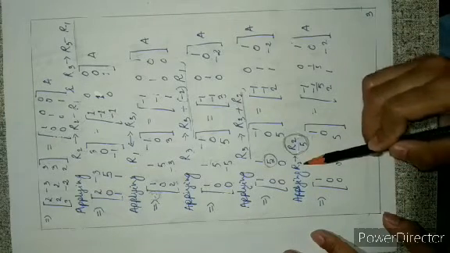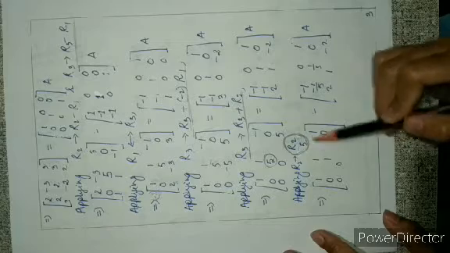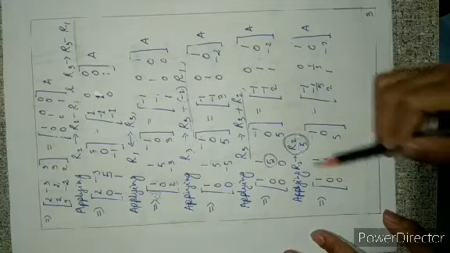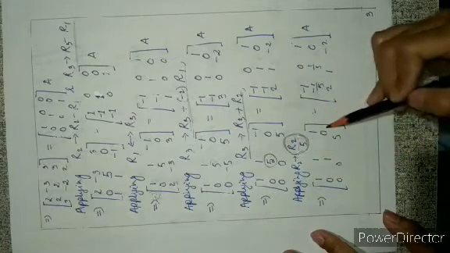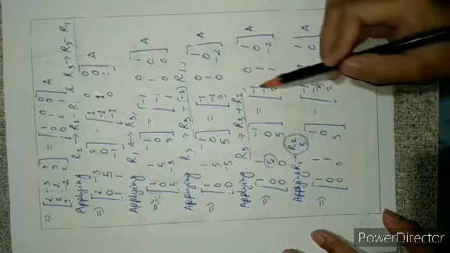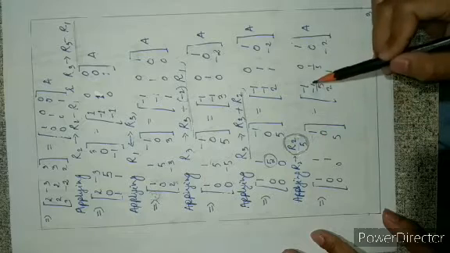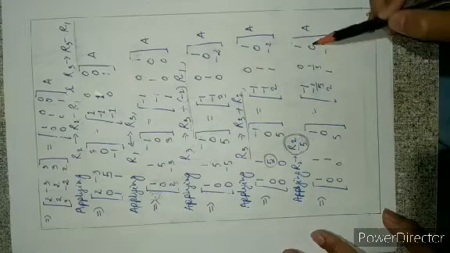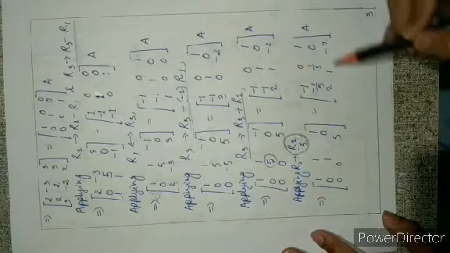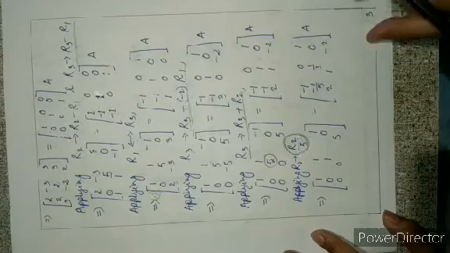Then applying R2 tends to R2 divided by 5. 1, 1, minus 1, 0. 5 divided by 5 is 1. 0 by 5 is equal to 0. Minus 1, 0, 1. All these elements should be divided by 5. Minus 1 by 5, 1 by 5, and 0 by 5 is equal to 0. Then write third row.